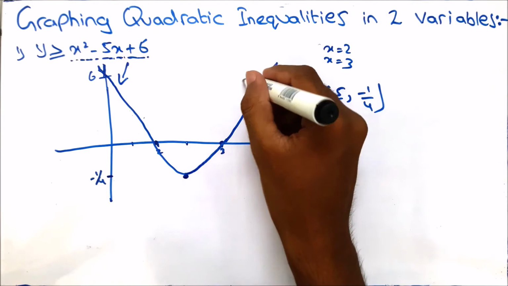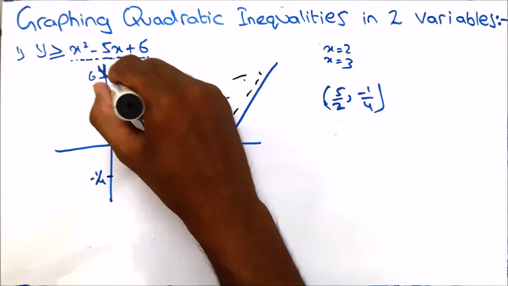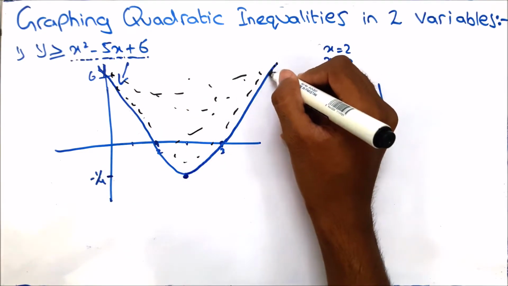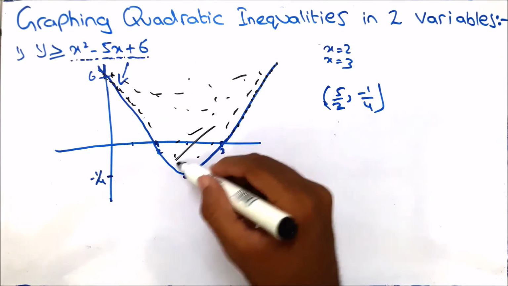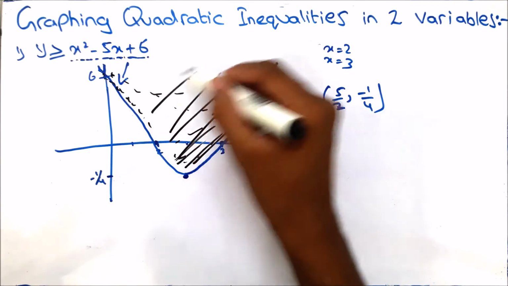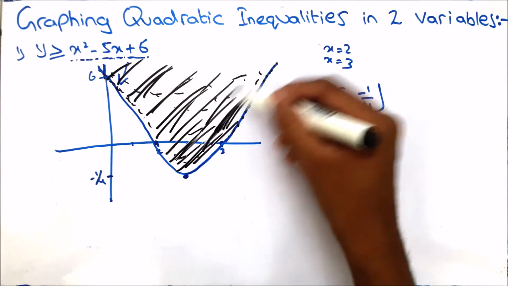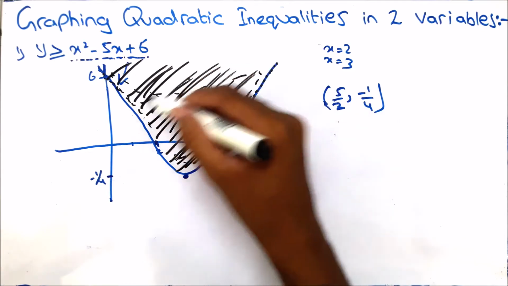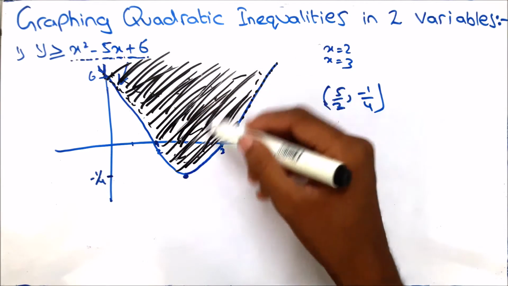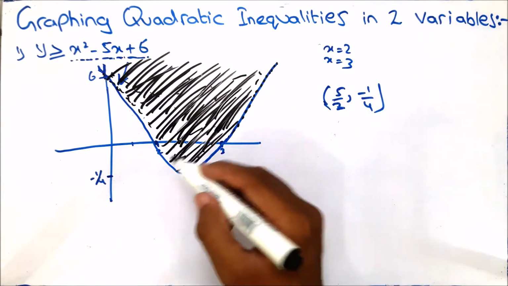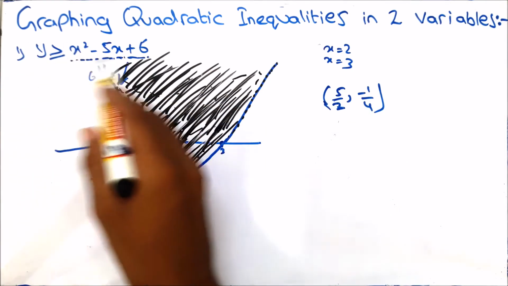I'll just use another marker for it. These are all the points above it. All the points involved are the answer, even the points on the curve. Even the points on this curve are in the solution. So all the region above it will be shaded. That's part of our answer. That's how our answer will be when we graph this inequality.